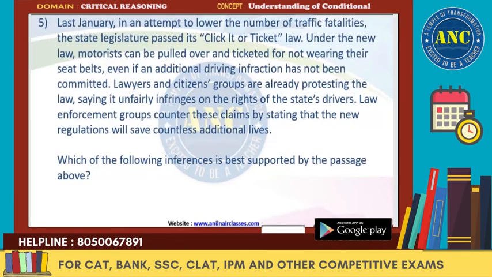Now, what does the argument explain? The argument explains that the new click it or ticket law is generating controversy. And under the new law, drivers can be cited for not wearing their seat belts, even in the absence of an additional driving infraction. Any acceptable inference must be directly supported by the evidence from the text, right?